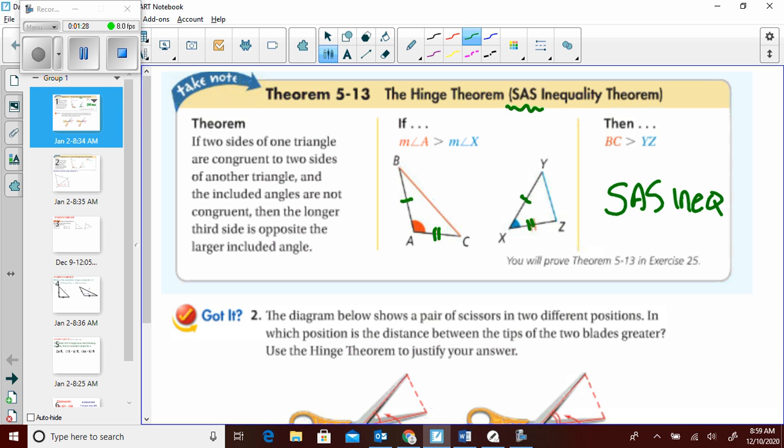But you can call it the hinge theorem, or I like to call it the side-angle-side inequality, because I know it tells me I need to have two sides and an angle. I need the information of this to find the third side.